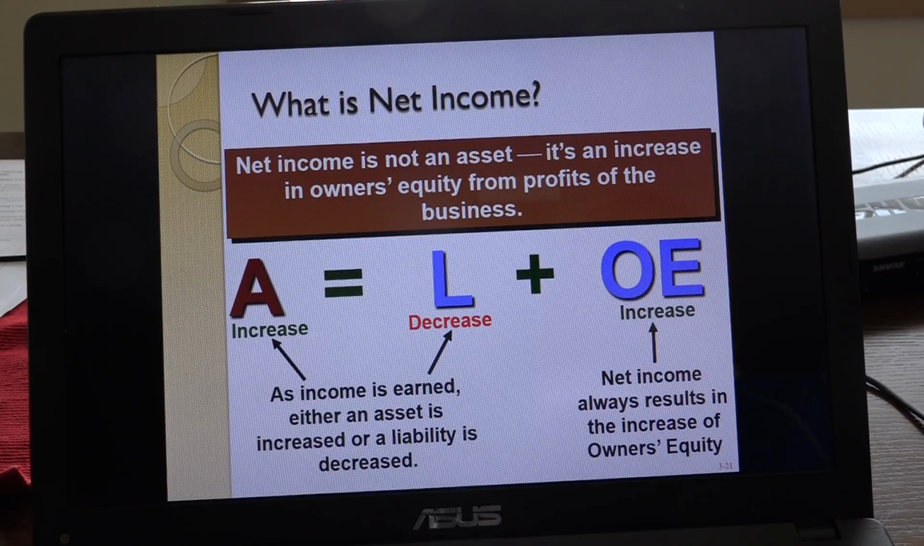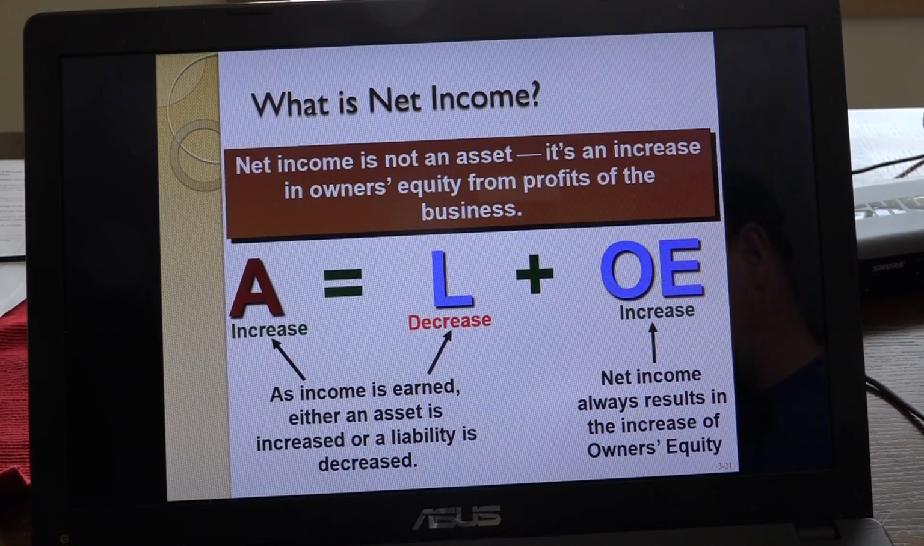What is net income in its simplest form? It's revenues minus expenses. Net income is not an asset. It's an increase in owner's equity from profits of the business. Income earned, either an asset is increased or a liability is decreased. Net income always results in the increase of owner's equity.